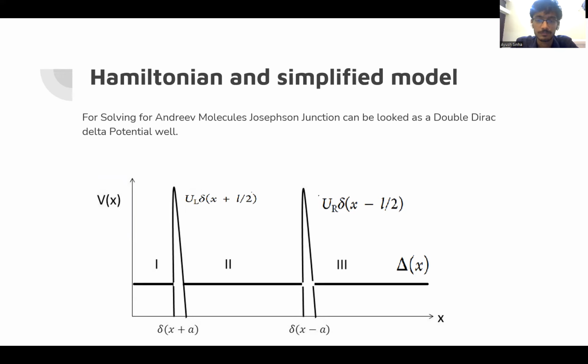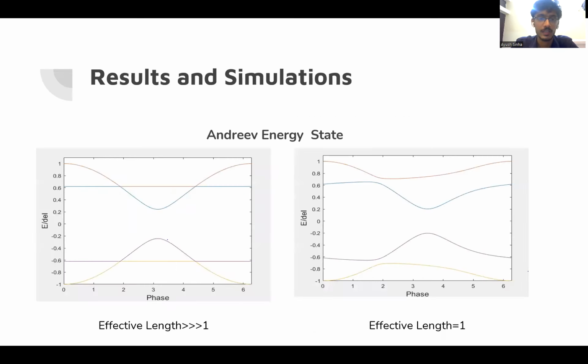So now we'll try to understand the results of the simulations. This is basically energy in units of delta, and this is the phase, the x-axis. This is basically a non-local phase, implying that we will tune the phase on the right.